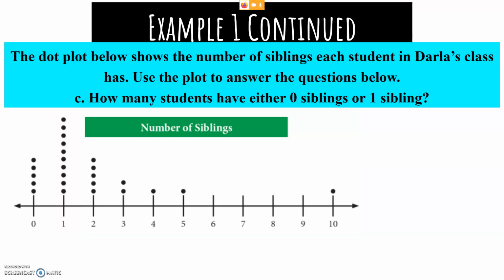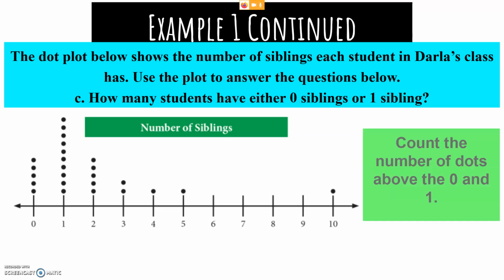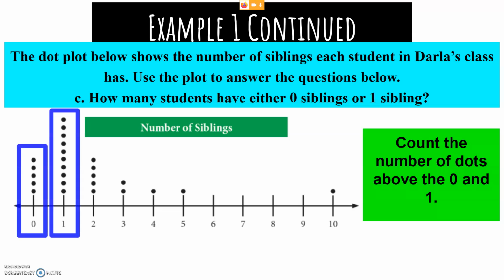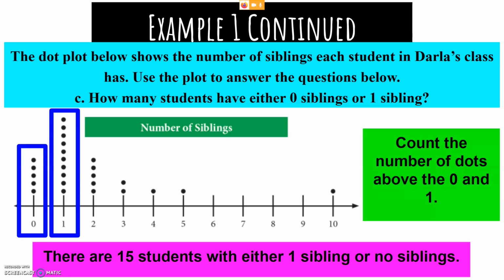Next question. How many students have either 0 or 1 sibling? Well, count the number of dots above the 0 and the 1. In this case, there are 15 students with either 1 or no siblings.